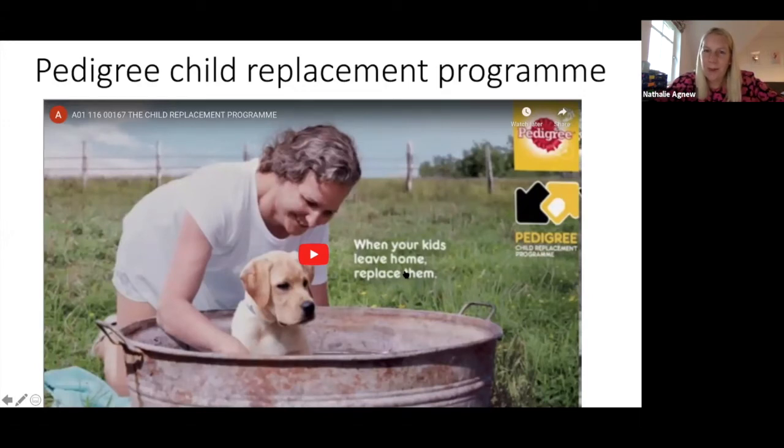So rather than overcomplicate it, they've just gone out with this really straightforward message, which is, it's on the screen at the moment, when your kids leave home, replace them and replace them with a dog. So it's actually quite a simple concept. It's been delivered in a really creative and funny and engaging way. And it's incredibly focused in on an audience insight.